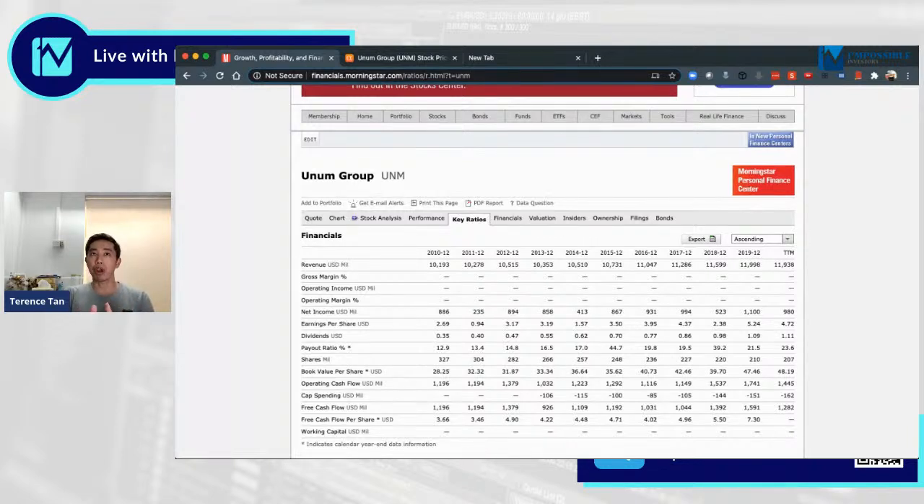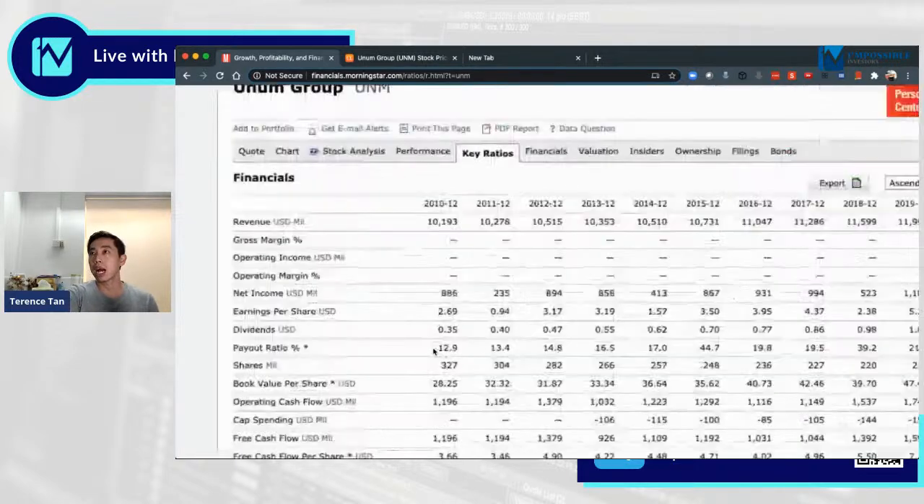So there's one great thing that they have. And they have been posting increased profitability over the last couple of years. Now let me just quickly scroll down.